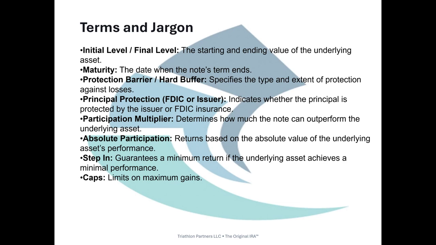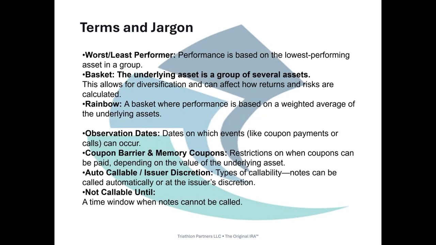There are some caps or limits on maximum gains, or something called the worst or least performer, because some structured notes are based on the performance of 2 or 3 or 4 different underlying securities, but the final valuation is based on the least or the lowest performing asset in that group. A term called rainbow, and we're going to have a great example of that later on.